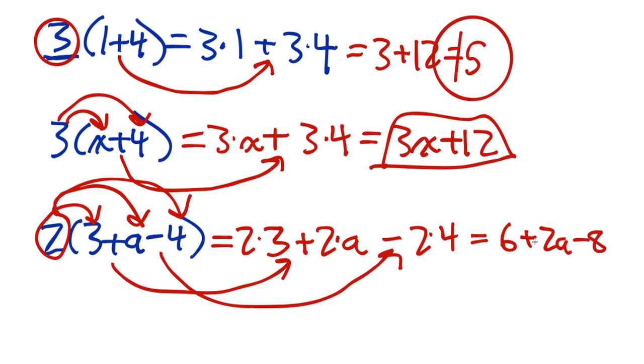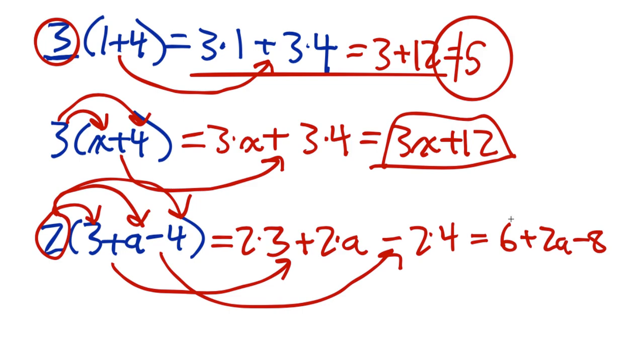Again, after I distribute, I want to collect like terms. In the other cases, I did collect like terms, like in this case, the 3 plus 12 equals 15. The other example, the 3 times quantity x plus 4, there weren't like terms, so that one's already done. In this last example, the 6 plus 2a minus 8, I can collect like terms.